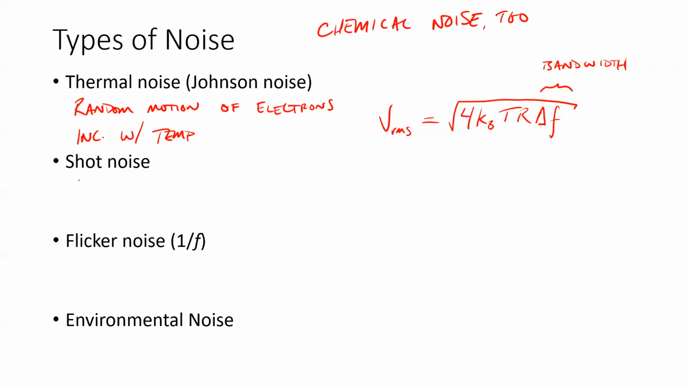Shot noise comes from the quantized nature of electrons and photons. We call this shot noise because if we think about an electron hitting a detector or a photon hitting a detector, we can think about those as sort of individual shots, right?